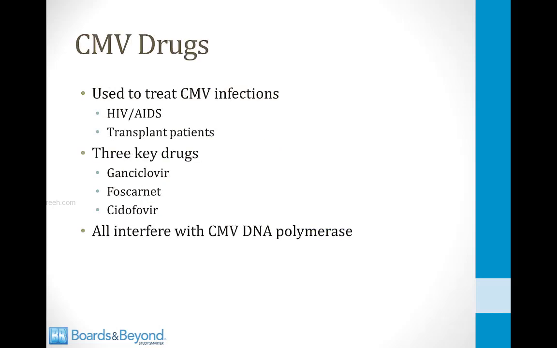The next three drugs we're going to discuss are used to treat cytomegalovirus infections. So cytomegalovirus infections are a big problem in HIV/AIDS, and they're also a big problem in transplant patients, especially patients who have received a solid organ transplant, for example, a kidney, and they're on chronic immunosuppressive drugs. There are three key drugs to know for treatment of cytomegalovirus infections. These are ganciclovir, foscarnet, and also cidofovir. And as we'll see, all three of these drugs target the cytomegalovirus DNA polymerase. The virus makes its own DNA polymerase, and these drugs will work to inhibit that enzyme.